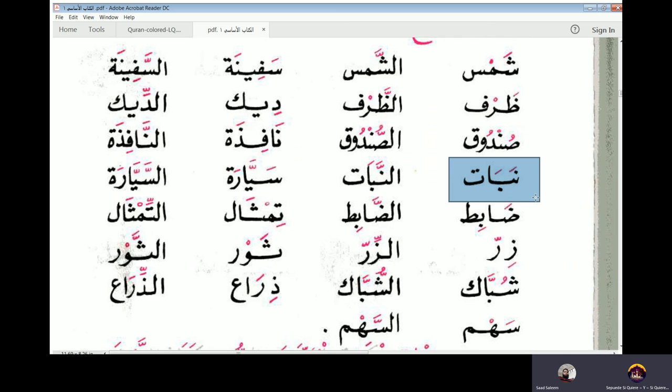Nabatun is vegetation. Like garden? Yes, plants, you can see. Plants. Okay, and Annabatu is the vegetation. Yes, the plants is also correct.